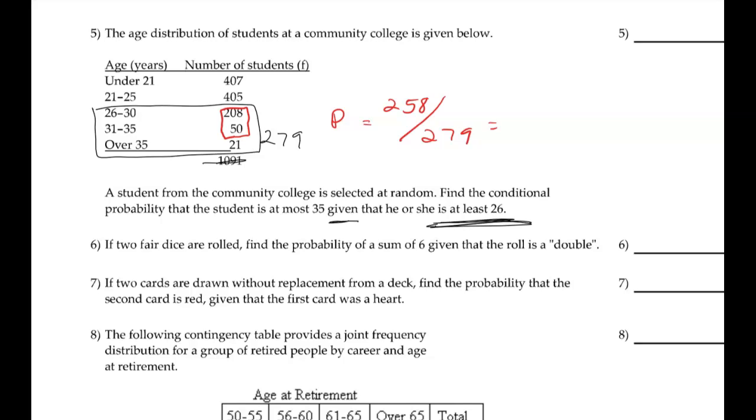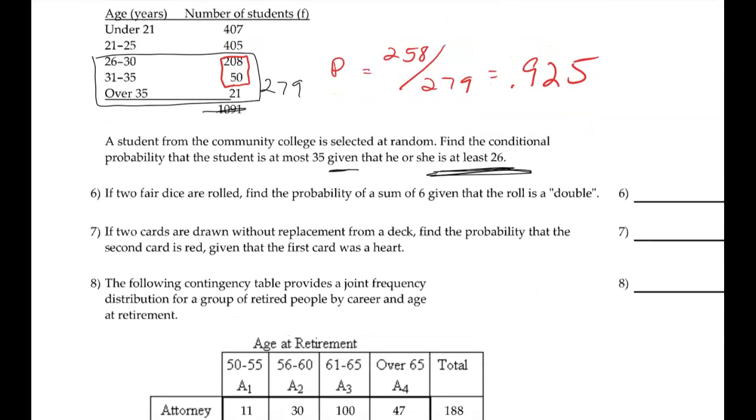And it looks like if I round it, I get 0.925. So that's one way to do a conditional probability, just kind of thinking through the problem.